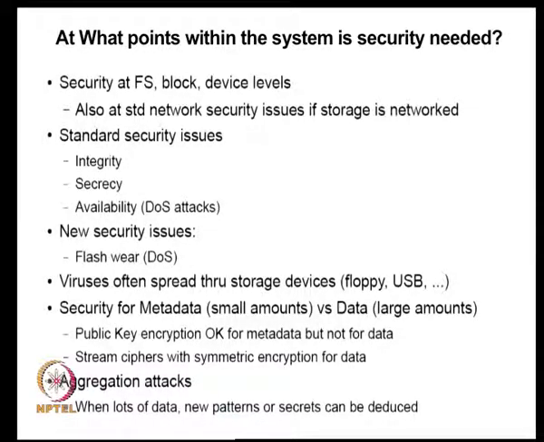So that's why you need what are called stream ciphers with symmetric encryption for data, happening at wireline speeds. Our system has both metadata and data, which means you often have to do both. Sometimes you might do public key encryption only for metadata and stream ciphers for the data, or sometimes you just use symmetric encryption for everything.